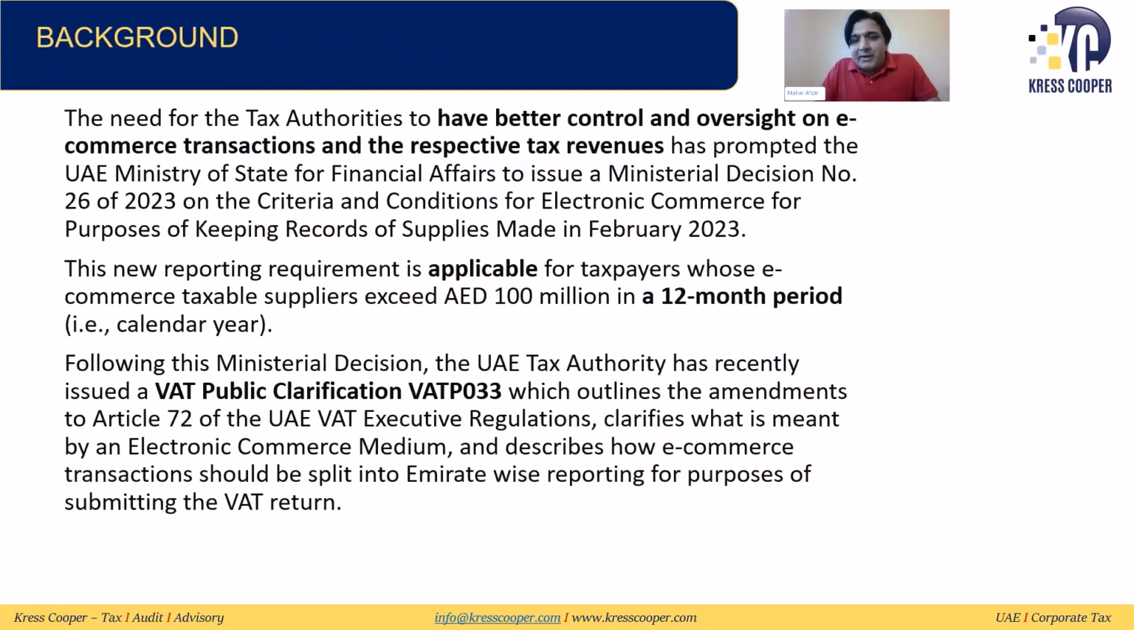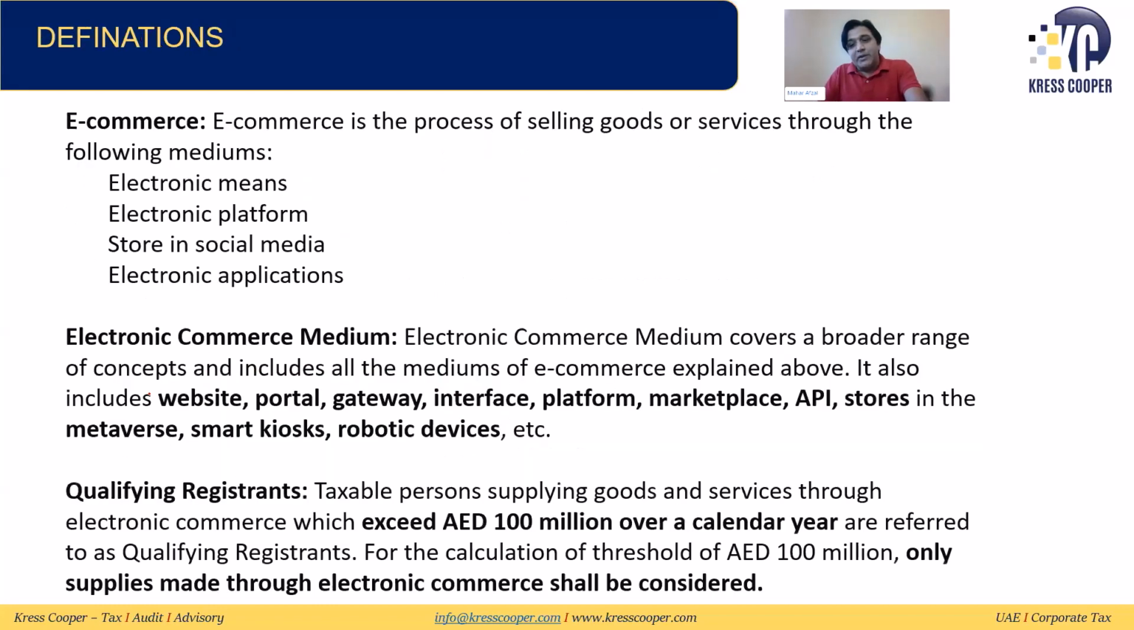We have discussed the background. The objective was basically to have better control and oversight on e-commerce transactions in respect of tax revenue. This is the reason they issued the public clarification. The new reporting requirement in the revised VAT regulation, as we know, is that as per Article 72 of the law, if the value of the supply made through e-commerce business is more than 100 million during the calendar month, it needs to be reported in the Emirate where these supplies are being received. This is the reason they issued the public clarification on this as well.